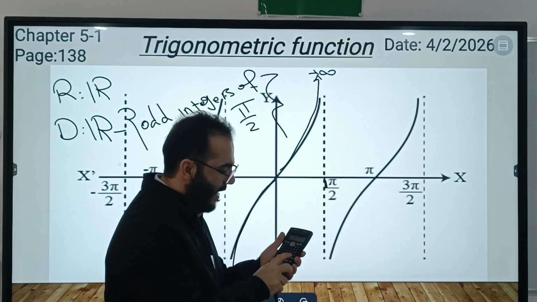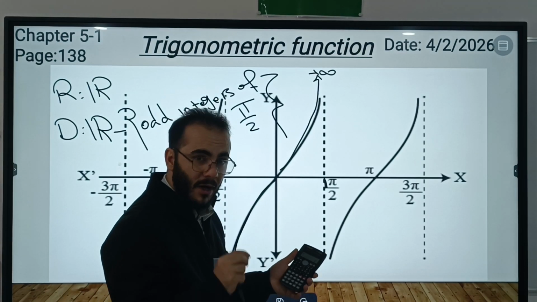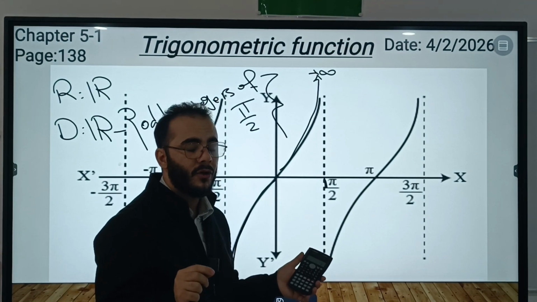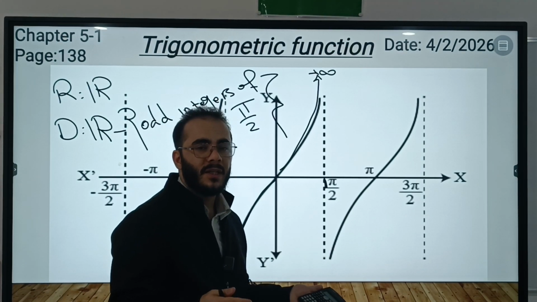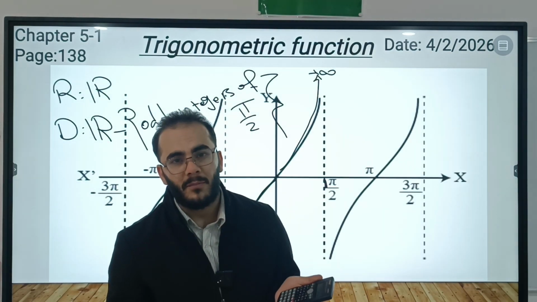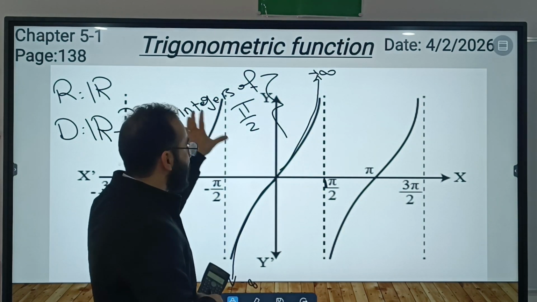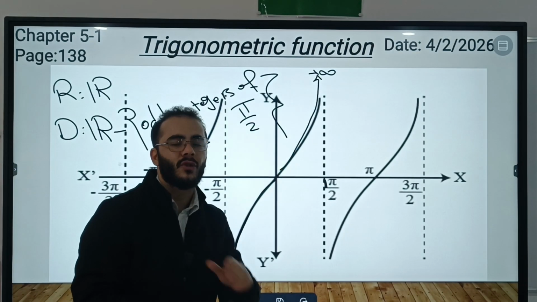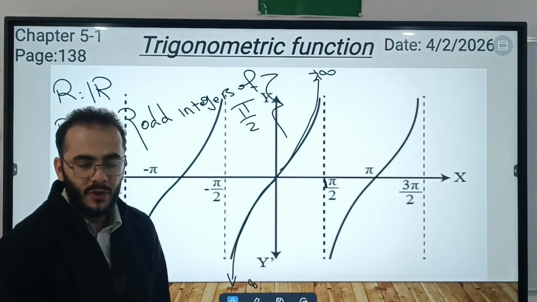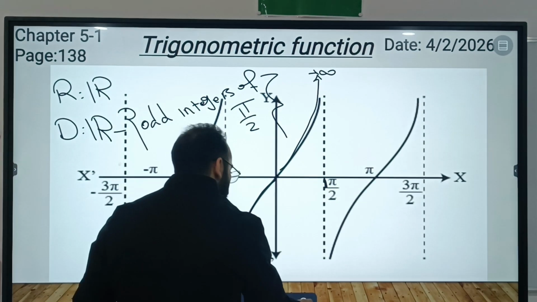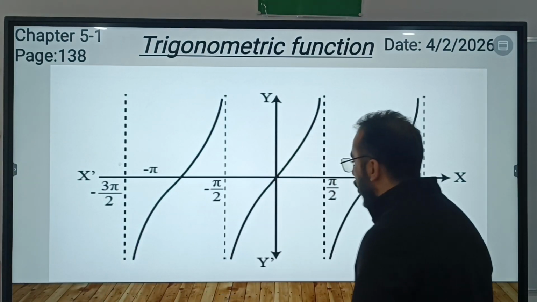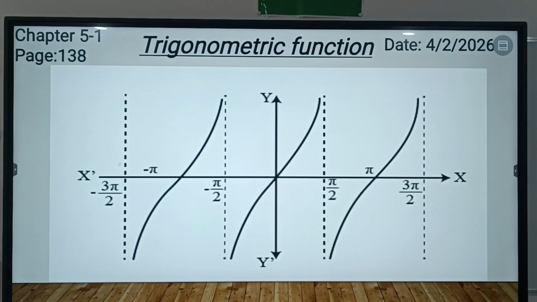But at any other point, other than the odd multiples of pi over 2, absolutely tan exists, and it has no problem with any other point. So that's why we can say that the domain of tan is all the real numbers except odd integer multiples of pi over 2. Keep this in your mind. Whatever we said in these 3 slides, all of it is here.